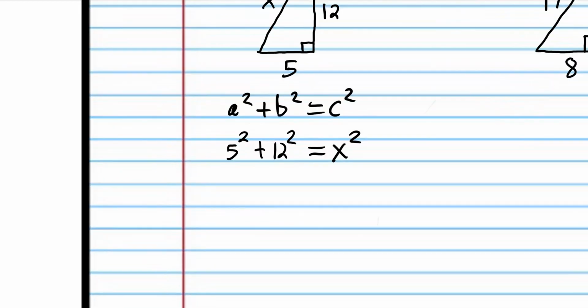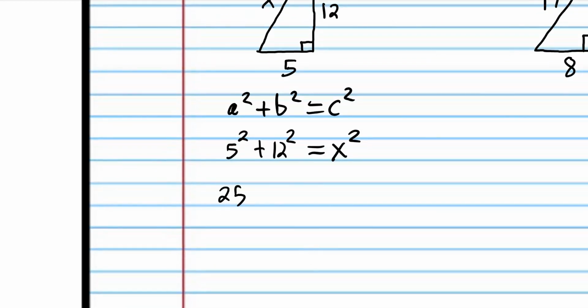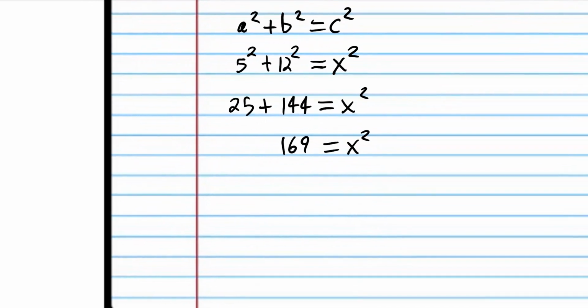So now we just have to do the math. 5 squared is 25, 12 squared is 144. Remember, when you square a number, that's just raising it to the second power. That just means 5 times 5 is 25, and 12 times 12 is 144. Then you're going to add those numbers, we get 169. Now, we found x squared. We know x squared is 169, but we don't want x squared. We want x. So what you're going to do is get rid of that square by doing the opposite of squaring, which is square rooting.